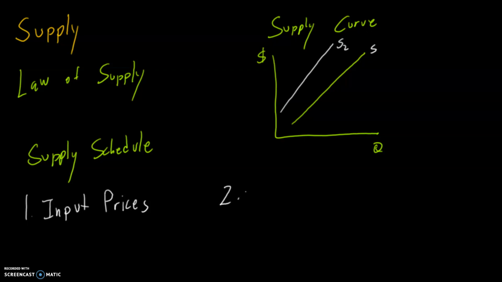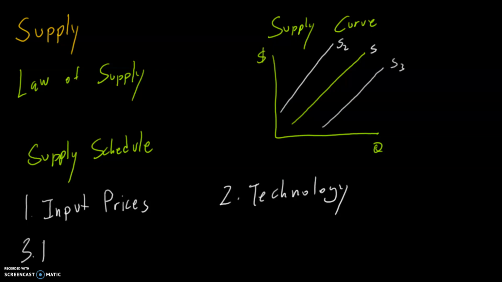The second one is technology. So using the bakery example again, if suddenly there's this mega oven that's invented where you can bake bread at twice the speed for half the price, then the suppliers are going to become more efficient. They're going to be able to do things much cheaper. And so the supply will increase. As technology advances, supply will increase. So it'll shift to the right like this.